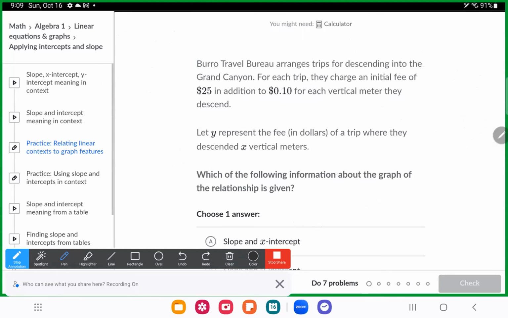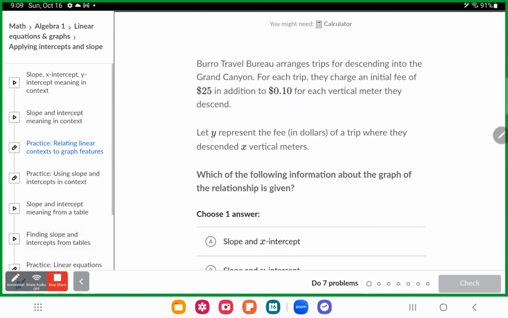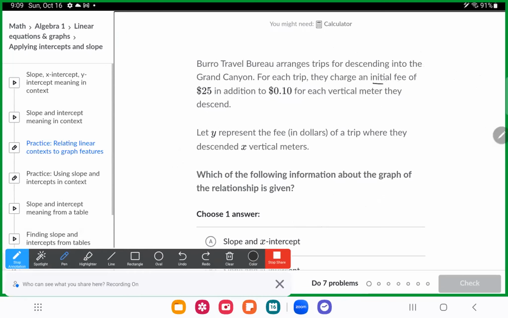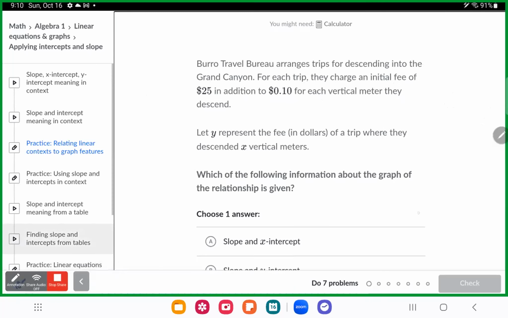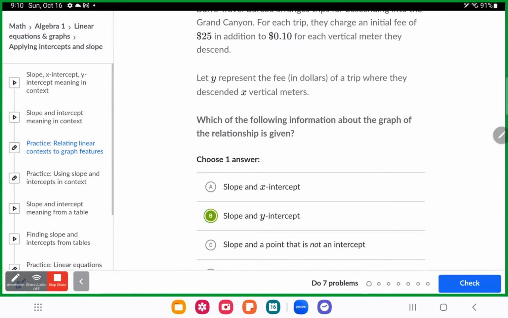All right. So we have 25, the initial fee of $25. That's the y-intercept. And in addition, they charge that for each vertical meter. So let's give you some slope keywords. Well, there's one right there. For each, for every, per, you know, these are slope keywords. So we know that right here we have the slope and the y-intercept.